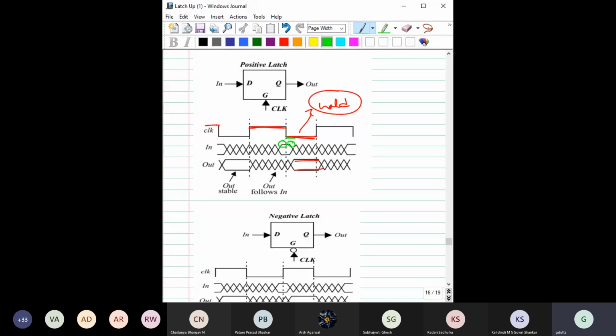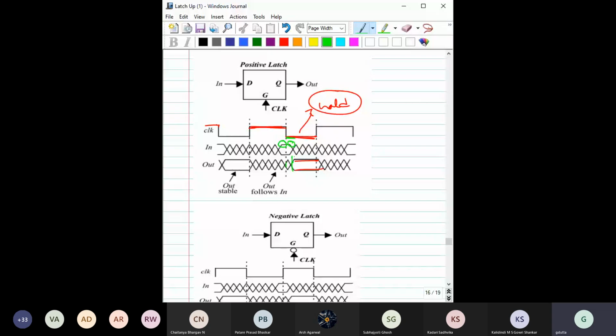Once you have reached this, this is the setup time. This is the hold time. Setup time, hold time. Then after that, you also have some propagation delay from this, right?